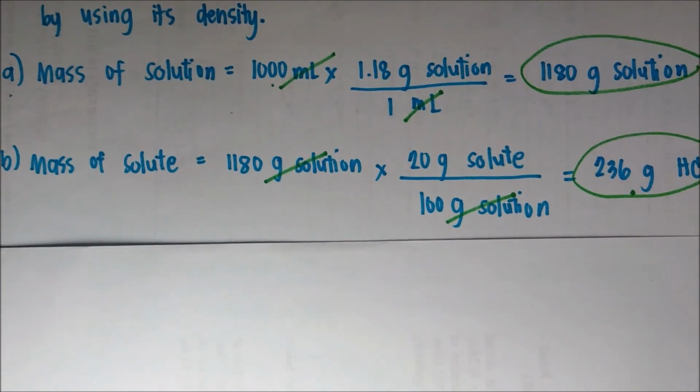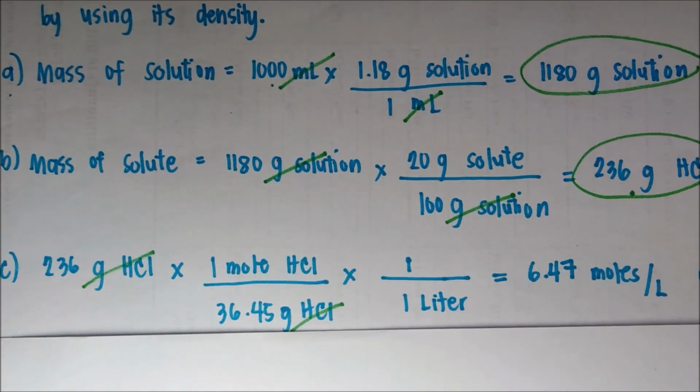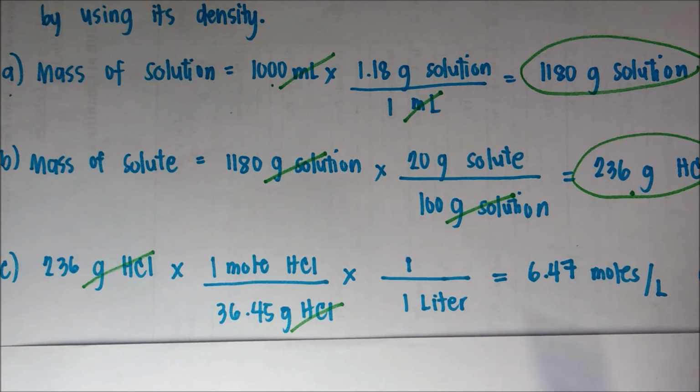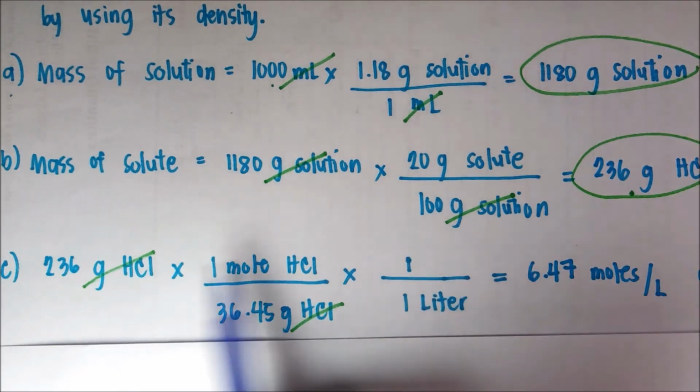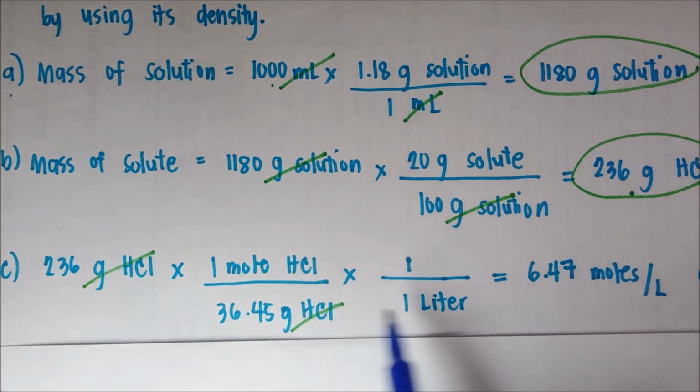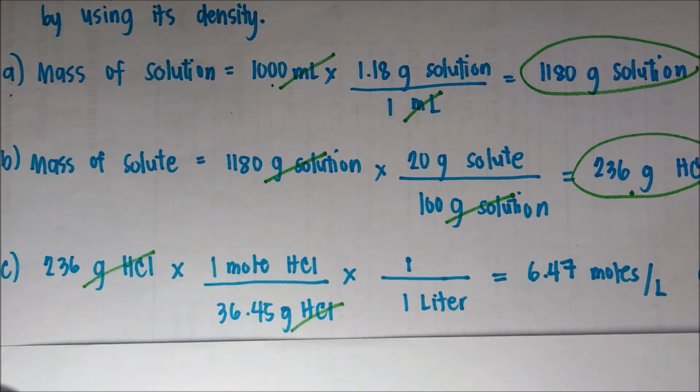Now we could continue. We could now get the molarity. So I have 236 grams hydrochloric acid. Multiply that to the molar mass and then you convert to liter. Now you have 6.47 moles per liter.